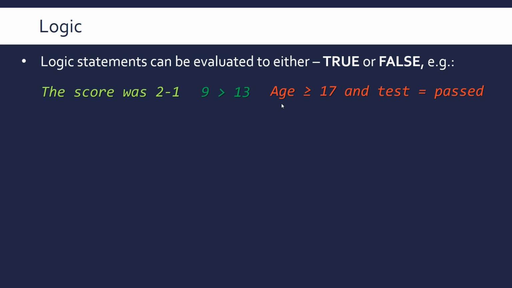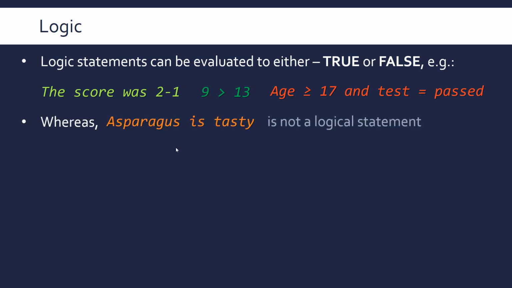Age greater than or equal to 17 and the test being passed. You can see we have a connective here, connective and. The individual parts can be evaluated either true or false depending on what the actual variable holds, and then the overall statement can be also evaluated to either true or false. Whereas something like asparagus is tasty is not a logical statement because it's an opinion, it's not a fact, it's not something you can actually evaluate.